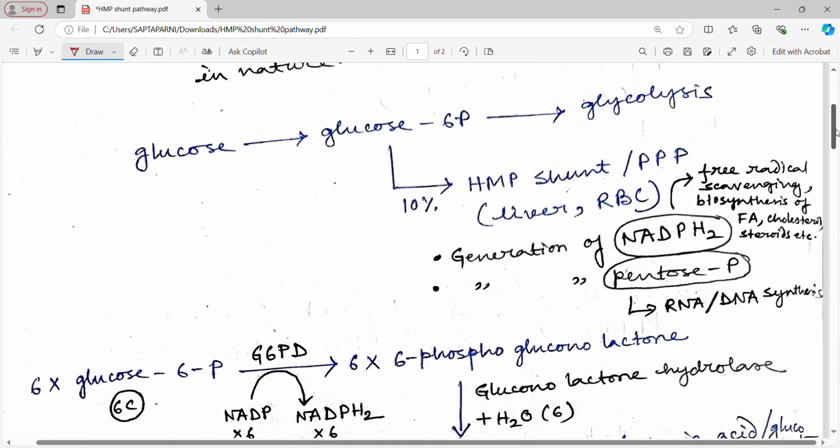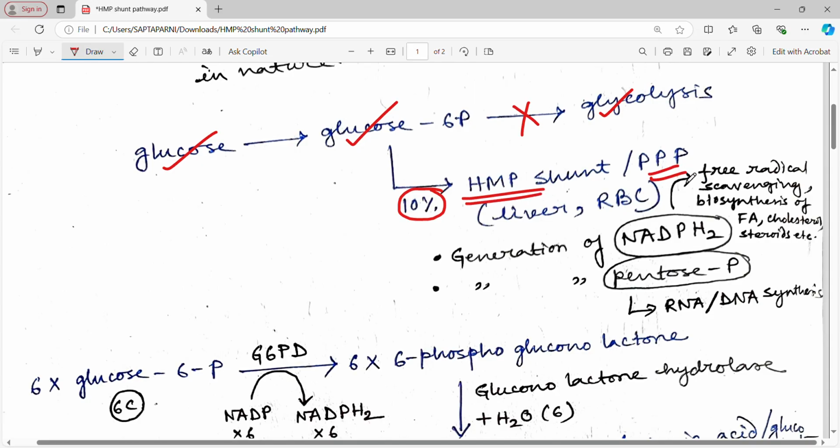So now, why is this minor pathway of carbohydrate metabolism needed? We know that glucose gets converted into glucose 6-phosphate with the help of hexokinase, and then that glucose 6-phosphate undergoes glycolysis and releases 2 molecules of pyruvate from 1 molecule of glucose. Now, 10% of the glucose gets converted into glucose 6-phosphate, but does not undergo glycolysis. Rather, it shunts through the HMP pathway or PPP pathway.